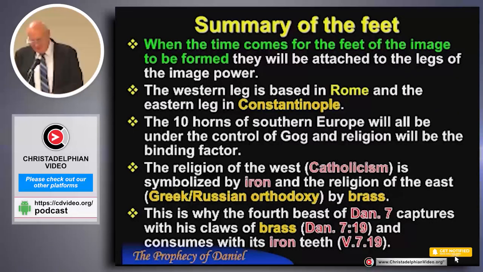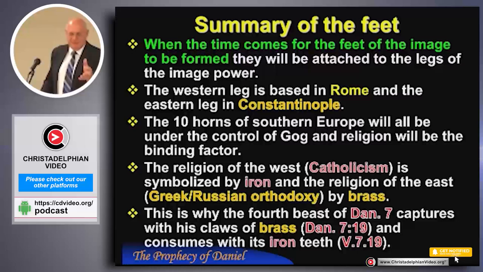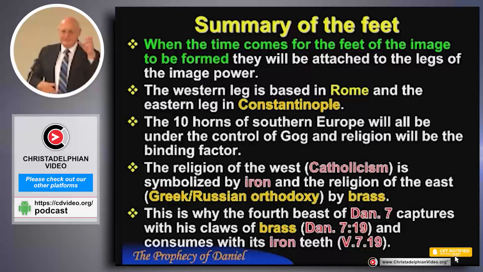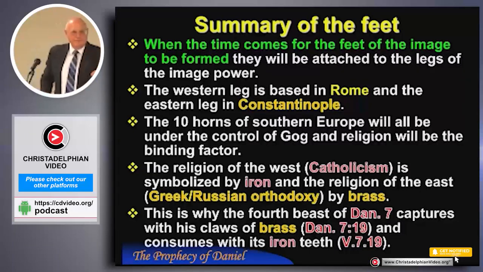So what we have here in Daniel 7 and verse 19 is a reference to what beasts do. This fourth beast actually captures its prey with its claws. Now, you've seen imagery of lions and tigers and leopards capturing their prey. Do they bite the animal first? No. They put their claws in, drag it down, then they bite it, then they eat it, all right? So you start with your claws. That's what you grab hold of an enemy by, or a victim by. You start with your claws, and then you eat it with your teeth. Got it? The claws are of brass.